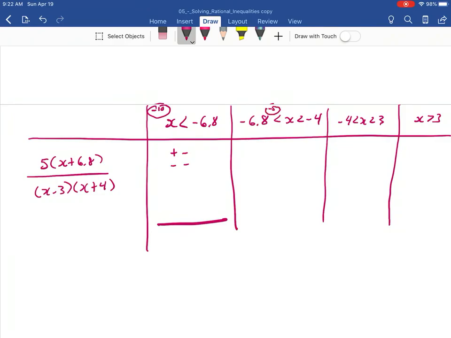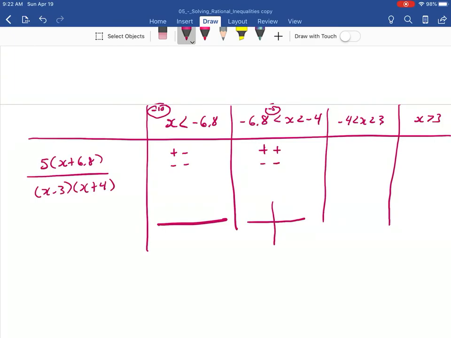Then a representative number between negative 6.8 and negative 4 is negative 5. And negative 5, let's see, 5 will be positive. Negative 5 plus 6.8, that'll be positive. Negative 5 minus 3 is negative, and negative 5 plus 4 is negative. When I multiply all that stuff together, I'll get a positive. Positive, positive is positive. Negative times negative is positive.